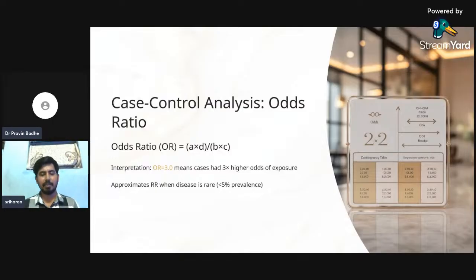Likewise, we take the patients, and here also a value comes out, for example 3.0. When the value is 3.0, it means the odds of exposure are three times higher than in the control group. This can be calculated using Epi Info, and there are many free online tools available for calculating the odds ratio.